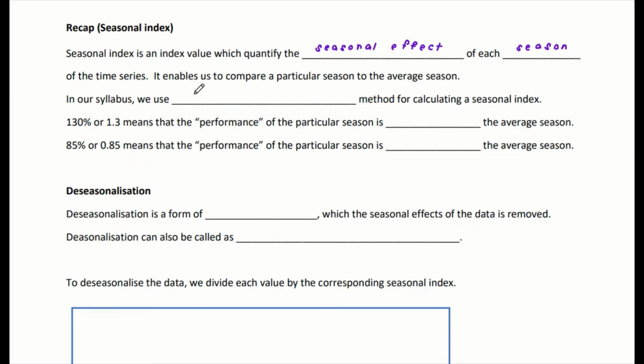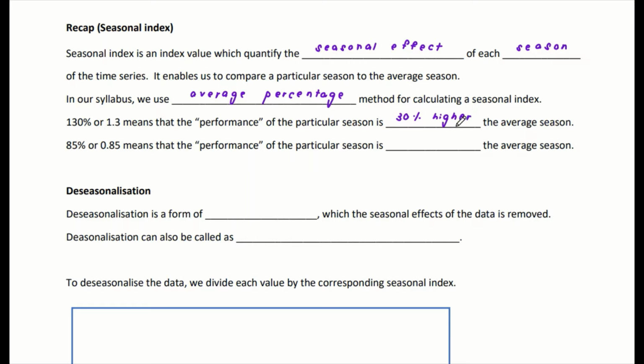In our syllabus, how do we calculate this seasonal index? We calculate it by using the method of average percentage. Alright, so what is represented by the value after we find the seasonal index? For example, if I got the seasonal index for a particular season as 130%, or 1.3 in decimal, it tells us that the performance for that particular season is 30% higher than the average season.